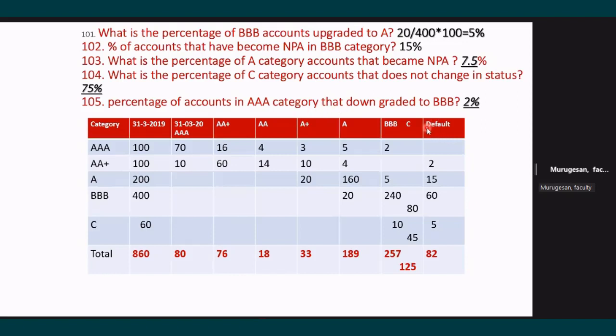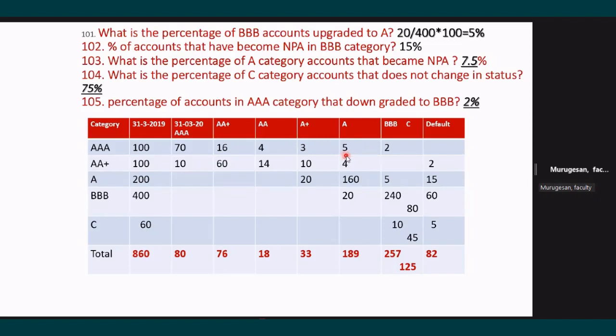To identify which grade, sometimes they will use the phrase downgraded to the next level. Supposing AA, the next downgrading is A plus. They will use the words downgraded to the next lower category, or how many accounts or what percentage of accounts have downgraded to the next category. For an AA account, A plus is the next lower grade.